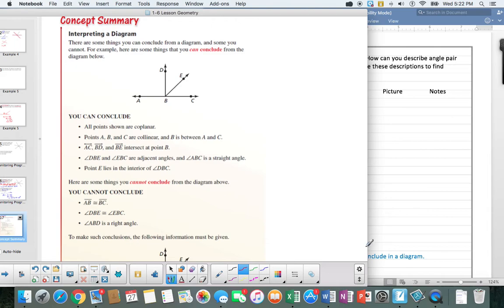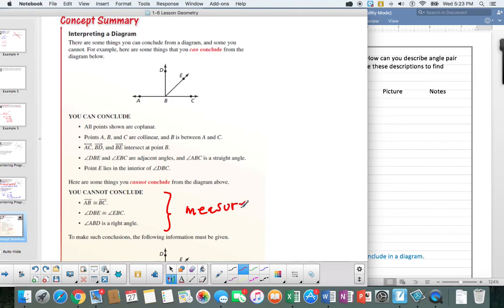Okay, in our last screen, it's a concept summary, interpreting a diagram. What you can conclude and what you can't conclude. And here's a list of conclude and can't conclude. You can conclude about collinear, you can conclude about intersection, adjacent, straight, and interior. What you can't conclude is things about measure. All this really has to do with is measure.